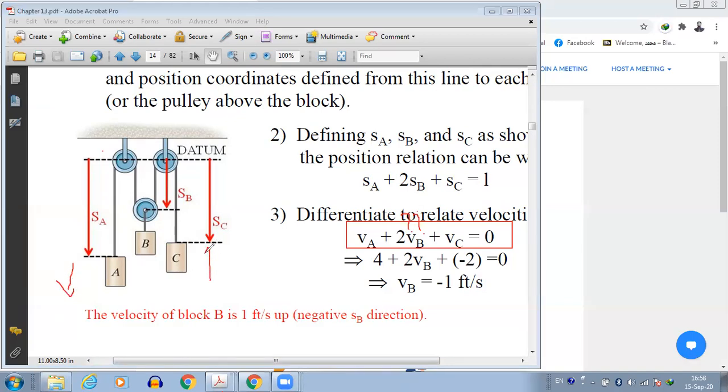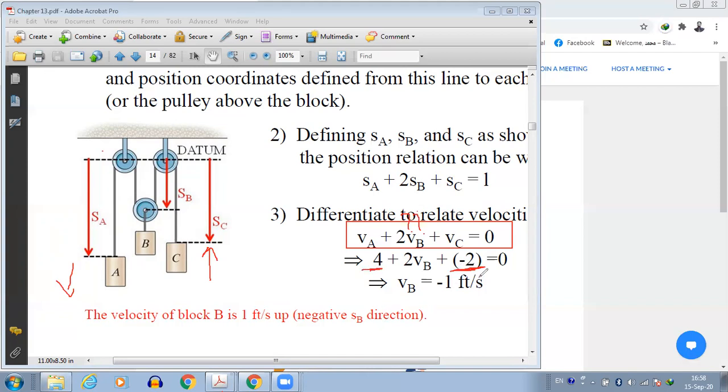So what do you think? Will the velocity of A be positive or negative? So it will be positive. And what about the velocity of C? Will it be positive or negative? It will be negative. See? So velocity C is negative, velocity A is positive.